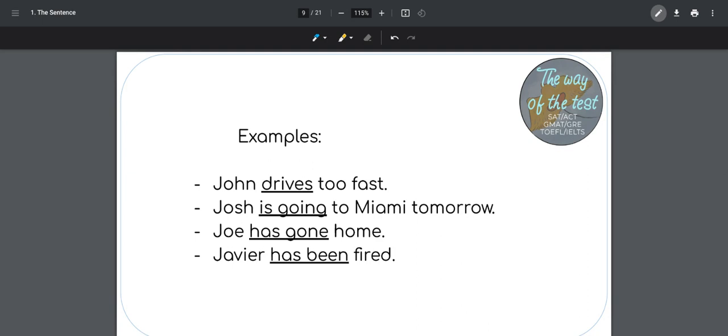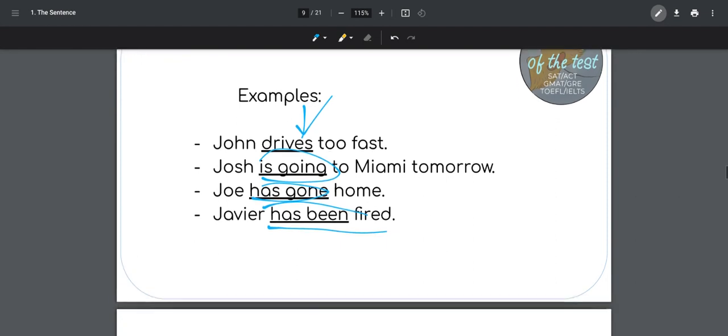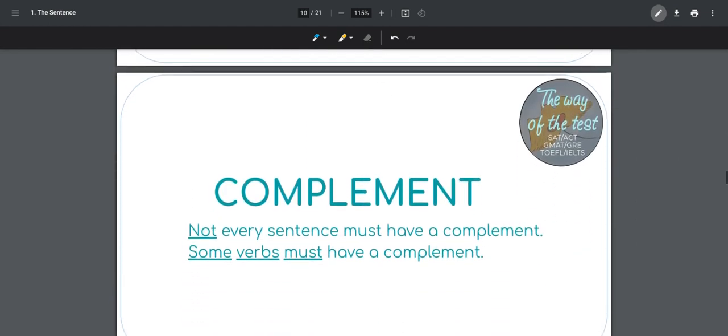When we say "John drives too fast," then the action is driving, so that's the verb. When I say "Josh is going to Miami," "is going" is the verb. When we say "has been fired," then "has been" is the verb; "has gone" is the verb. Those are the actions that, again, syntactically usually come after the subject. Now we go to the next.